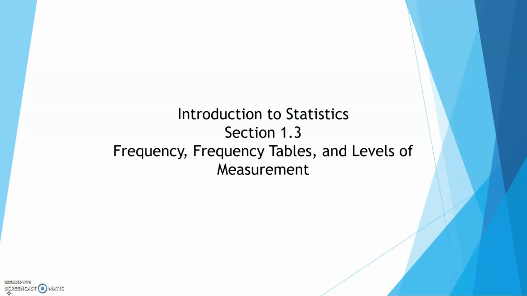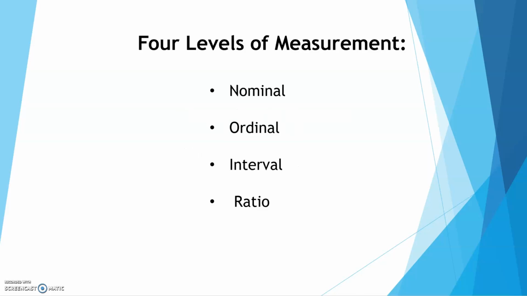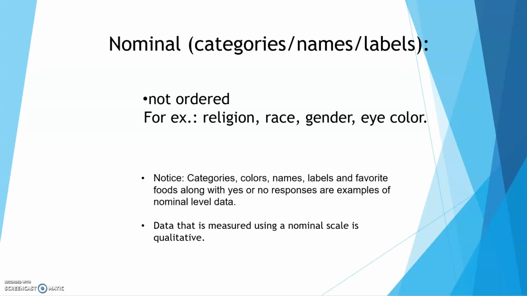Okay, section 1.3, we're talking about frequency tables and levels of measurement. So we've got 4 different types of levels of measurement: nominal, ordinal, interval, and ratio. Nominal is basically you just put things into different categories, and these things cannot be put into order.